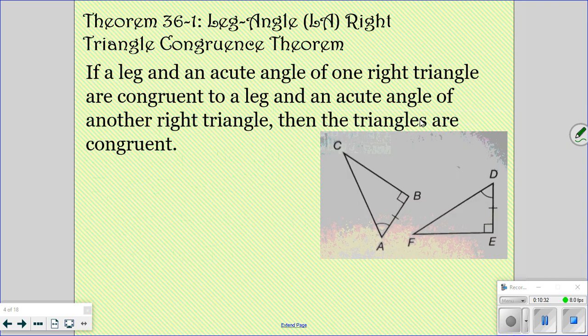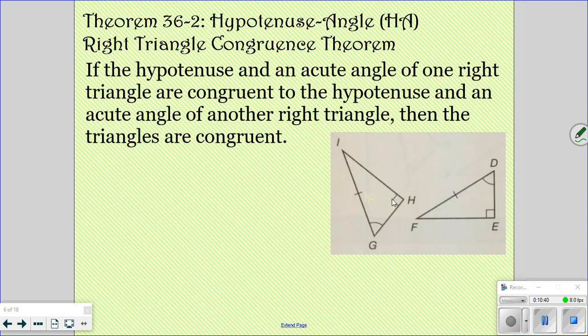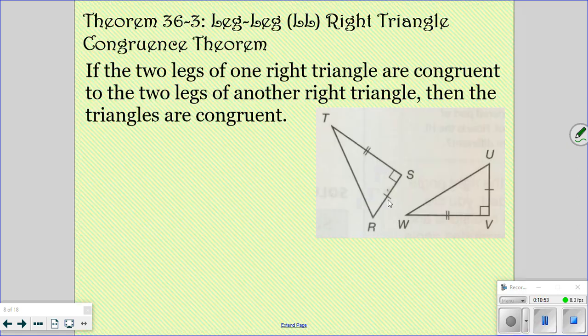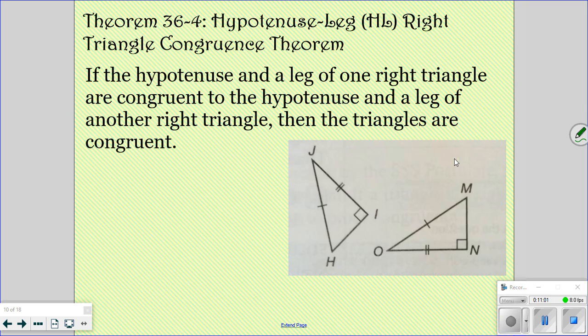This is theorem 1. Angle, side, angle would work here. You could do angle, angle, side here. We could have done angle, angle, side here. We did angle, angle, side on this one. On this one, we could have done side, angle, side. Side, angle, side on this one could have been used.